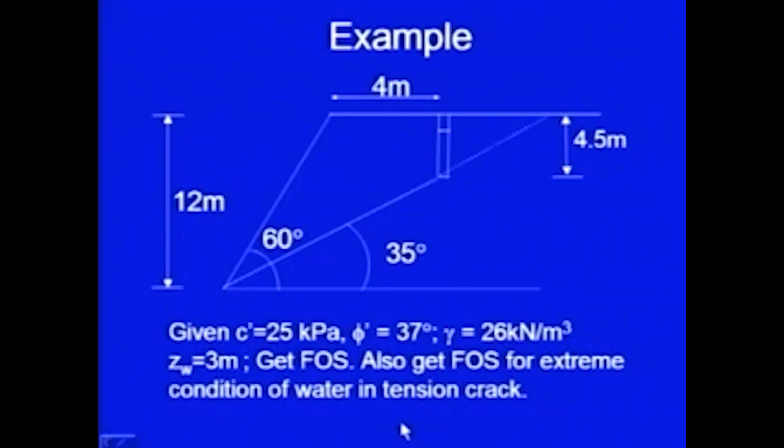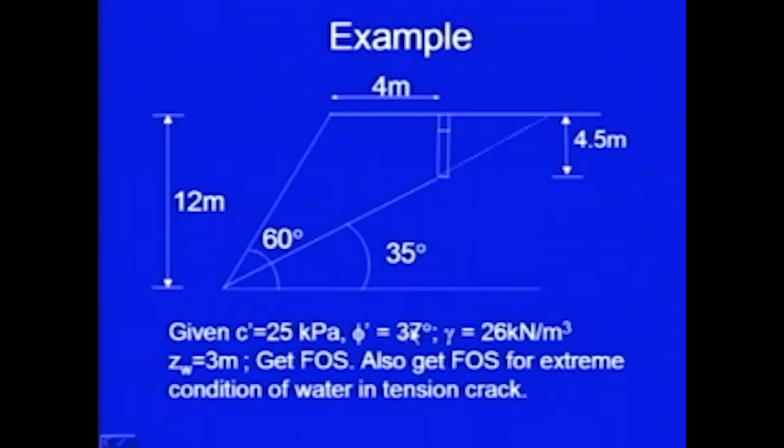Let us again have an example. Here it is given that there is a slope. This is the fracture plane. Slope angle is given as 60 degree. The dip of the fracture plane is 35 degree. Height of the slope is 12 meter. Tension crack is 4 meter away from this point, and the depth of the tension crack is 4.5 meter. Also, the properties are given: C dash 25 kPa and phi dash 37 degree.